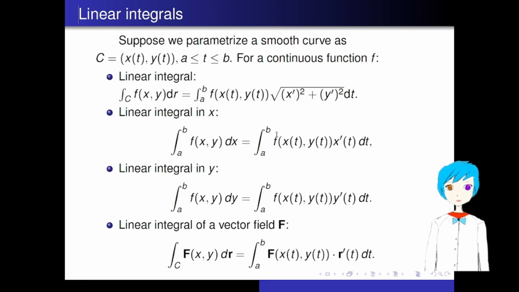Similarly, we can define a linear integral in the x dimension, that is, integrating from a to b f times x prime t dt. We also have the linear integral in the y dimension, integrating from a to b f times y prime t dt. Finally, for our vector field, we can define the linear integral of the vector field on the curve C. The defining formula is integrating from a to b F of x of t, y of t times the inner product of the vector field F and the derivative of the curve with respect to the parameter t, that is r prime, which is x prime and y prime, dt.